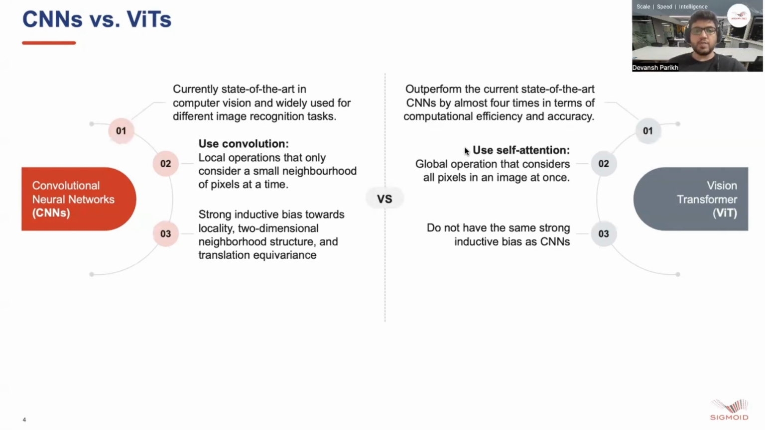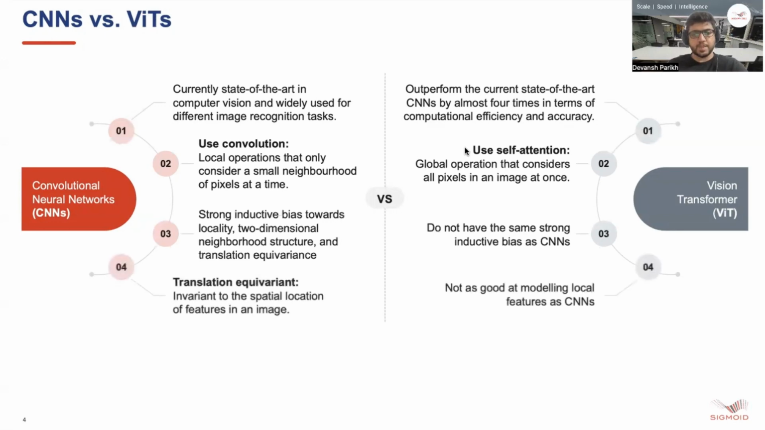Another feature of CNNs is that they have a strong inductive bias towards a two-dimensional structure, and that essentially leads to translation equivariance, while vision transformers do not have that inductive bias inherently present in them. A plus for convolutional neural networks is that they are translation equivariant. So essentially, they are able to pick up a feature which can be present anywhere in the image, which is something that vision transformers are not particularly good at.